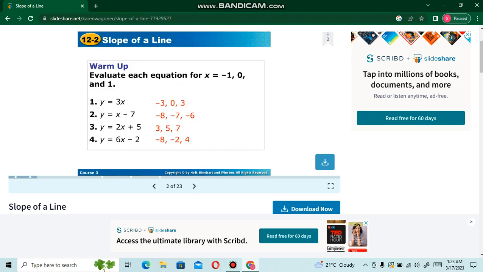Warm up. Evaluate each equation for x equal to minus 1, 0, and 1. 1. y equals 3x minus 3: minus 6, minus 3, 0. 3. y equals x minus 7: minus 8, minus 7, minus 6. y equals minus 2x plus 5: 7, 5, 3. y equals 6x minus 2: minus 8, minus 2, 4.